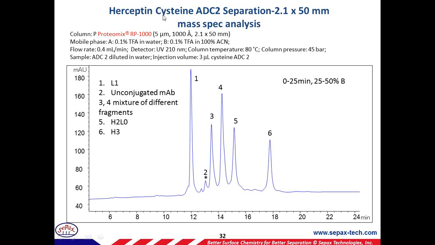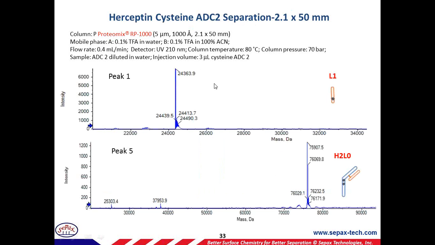For the previous separation, the cysteine ADC on the 4.6 by 100, we also tried the 2.1 by 50 and also did the mass spec analysis. This is the injected intact cysteine ADC without any reducing conditions. As we can see here, peak 1 is actually light chain with 1 drug conjugate, and this star is the unconjugated mAb. We have the overlay there. Peaks 3 and 4 are a mixture of the different fragments, as I have shown in that graph. Number 5 is the heavy chain with 2 drugs and the light chain connected with the disulfide. And number 6 is the heavy chain with 3 drugs, with the highest hydrophobic nature in this separation.